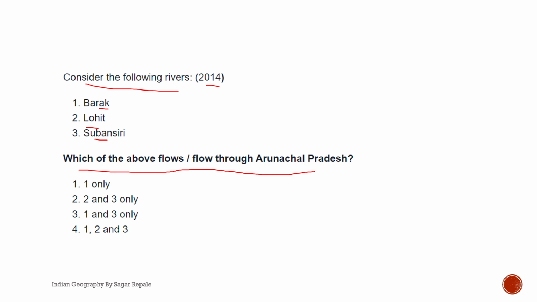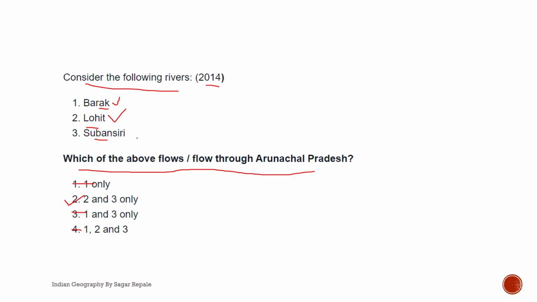So here we just saw that river Barak does not flow through Arunachal Pradesh. Except Arunachal Pradesh, the drainage basin of river Barak touches almost all states in Northeast India. Of course, Sikkim is not included. Sikkim and Arunachal Pradesh, rest all states are included. So you can easily cut options 1, 3 and 4 because they have the river Barak in them. So the correct option is what? Option number 2, 2 and 3.